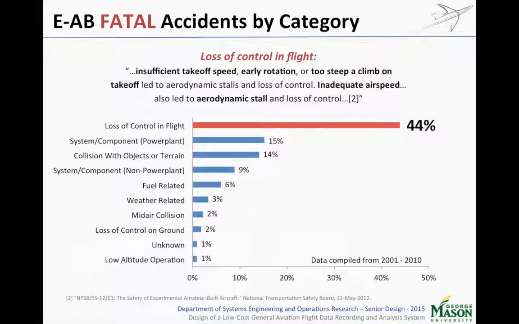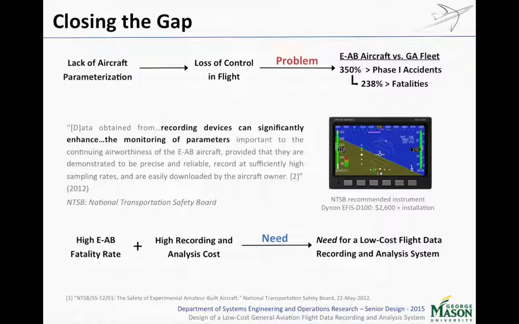Loss of control in flight is defined by the NTSB as an accident that takes place due to insufficient takeoff speed, early rotation, too steep a climb on takeoff, or inadequate airspeed, all of these leading to aerodynamic stalls. For the experimental amateur built aircraft, between 2001 and 2010, 44% of all fatal accidents in the market were due to loss of control in flight. So this leads us into our problem. This lack of aircraft parameterization leads to loss of control in flight accidents, which leads to the much higher accident rate as described previously.